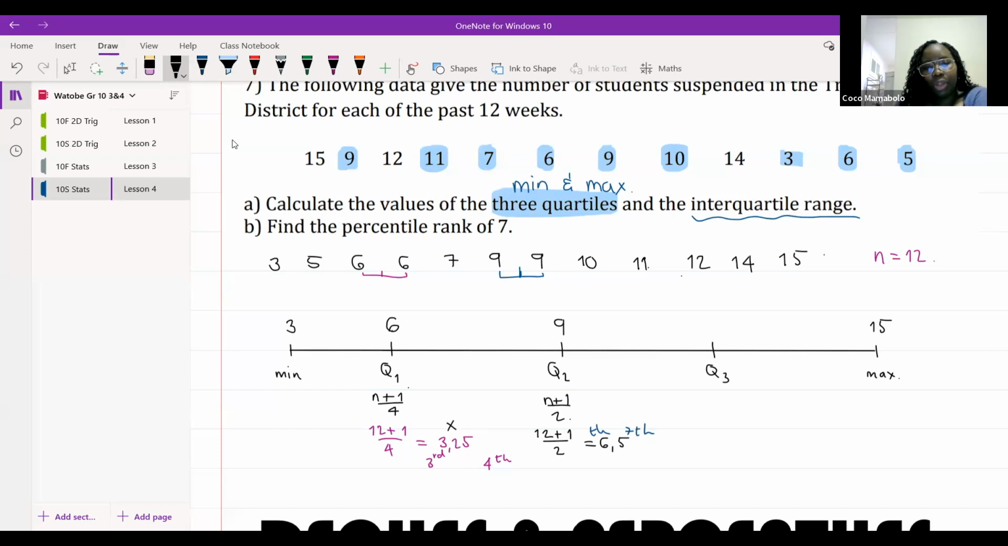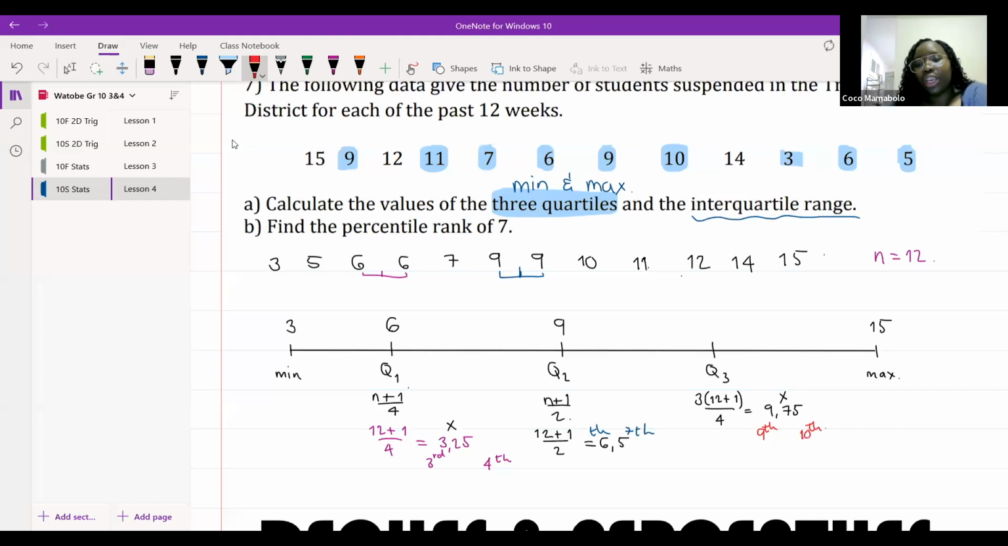All right, for Q3, we're going to have 3 times (12 plus 1) over 4, which is equal to 13 times 3. That's 39 divided by 4. That would give us 9,75. And in this case, if you round it up to the 10th value, don't do that. What we're going to do is look for the number in between the 9th and the 10th value. And this one is going to be a little bit iffy, because if you round it up to the 10th value, you're going to get 12 as an answer, and 12 is not our answer.